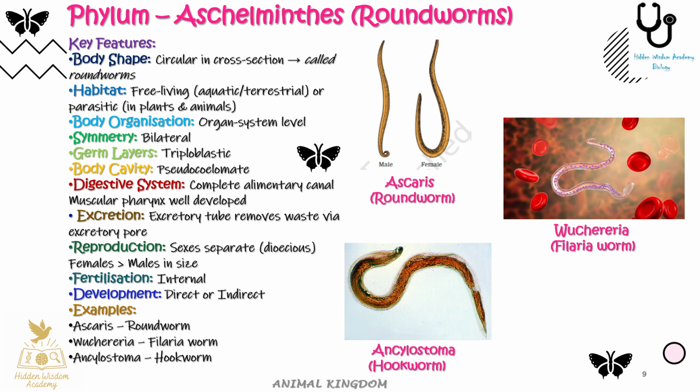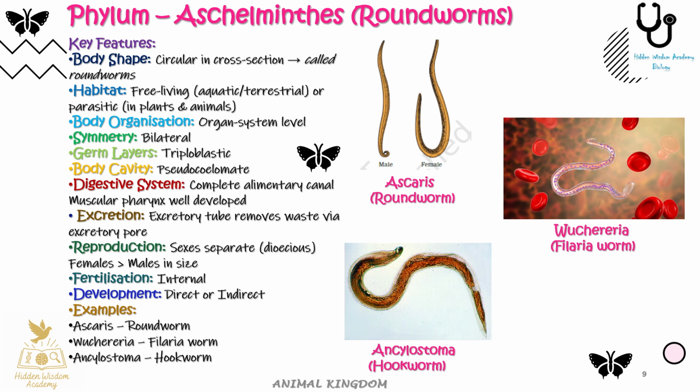A key feature of roundworms is that they are pseudocoelomates, meaning their body cavity is not completely lined by mesoderm. They possess a complete alimentary canal with a well-developed muscular pharynx that aids in feeding. Excretion occurs through a specialized excretory tube that opens to the outside via an excretory pore. Reproduction is sexual and dioecious, with separate male and female individuals. Interestingly, females are larger than males. Fertilization is internal. Their development may be direct or indirect, depending on the species.